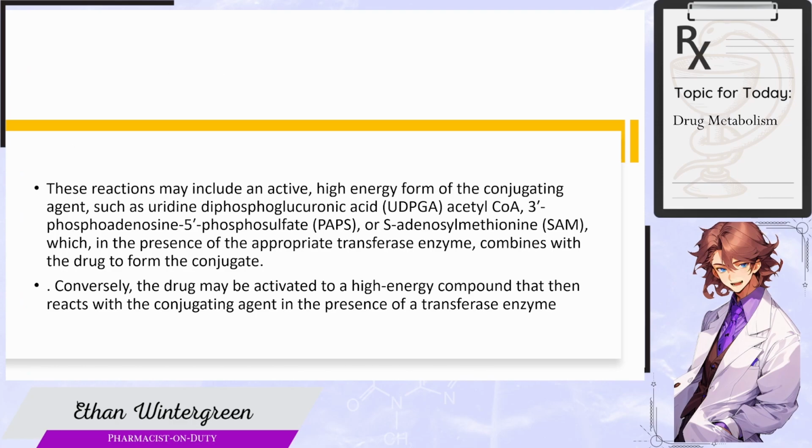So these reactions may include a high energy form of conjugating agent, such as uridine diphosphoglucuronic acid, acetyl-CoA, 3-phosphoadenosine 5-phosphosulfate, or S-adenosylmethionine, which, with the appropriate transferase enzymes, combines with the drug to form the conjugate.